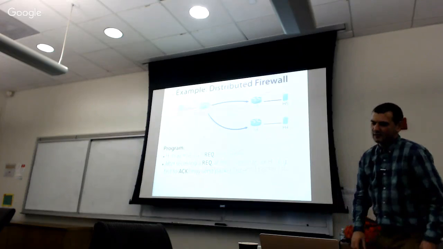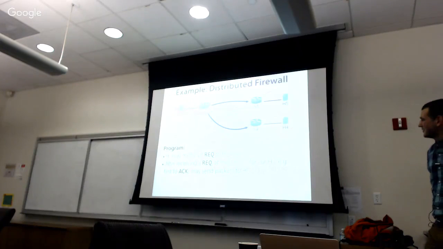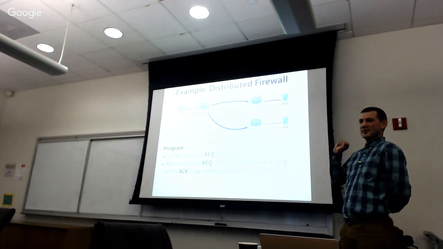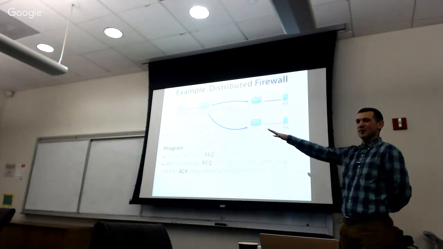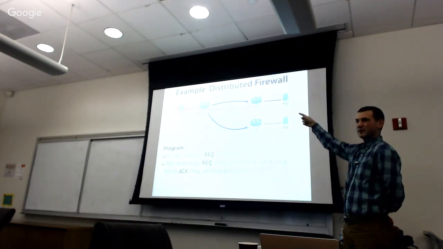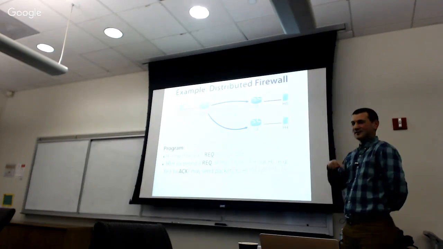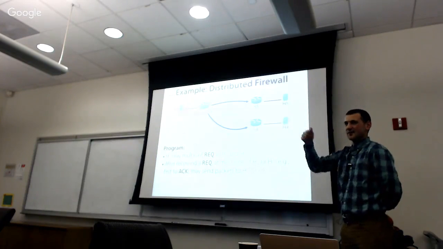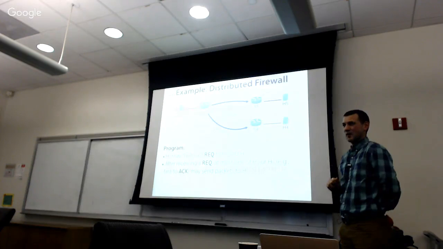Jump to this one. Here's a more complicated example. I don't know if there's any practical use of this, but H1 can do the same thing, but here it's going to multicast some request out to the outside world. And then the outside world can reply, but only the first host to send an ACK to that request gets to then communicate with the host. So it's a more complicated protocol.